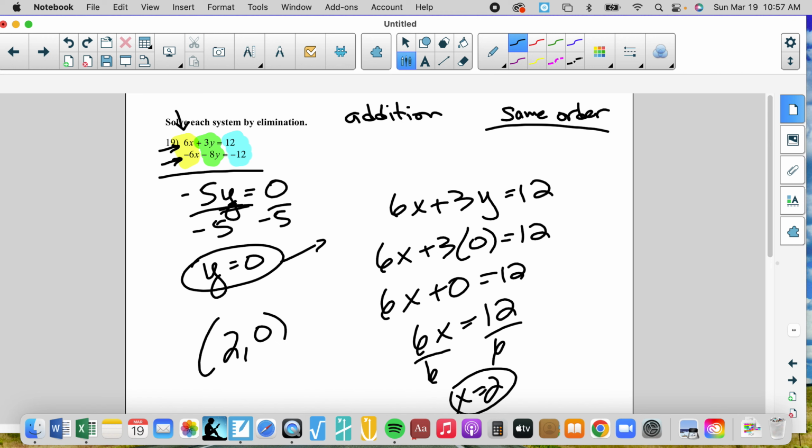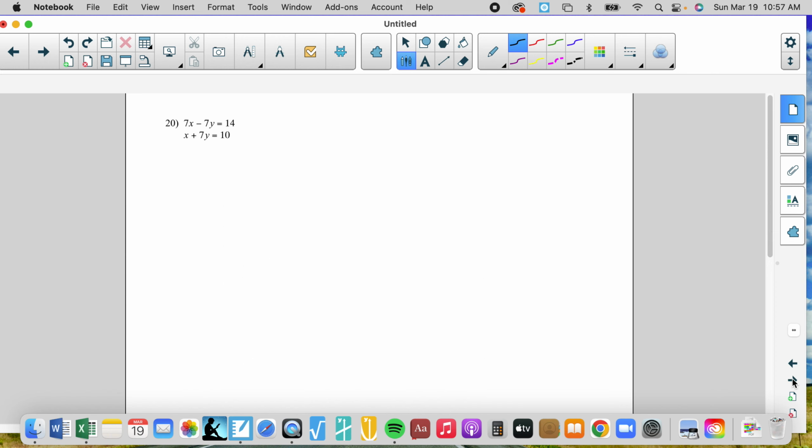I know it works for the top one. I'm going to check with the bottom one. -6 times 2 is -12. -8 times 0 is 0. Does -12 equal -12? Yes, it does. So that worked. Is this conducive to addition?